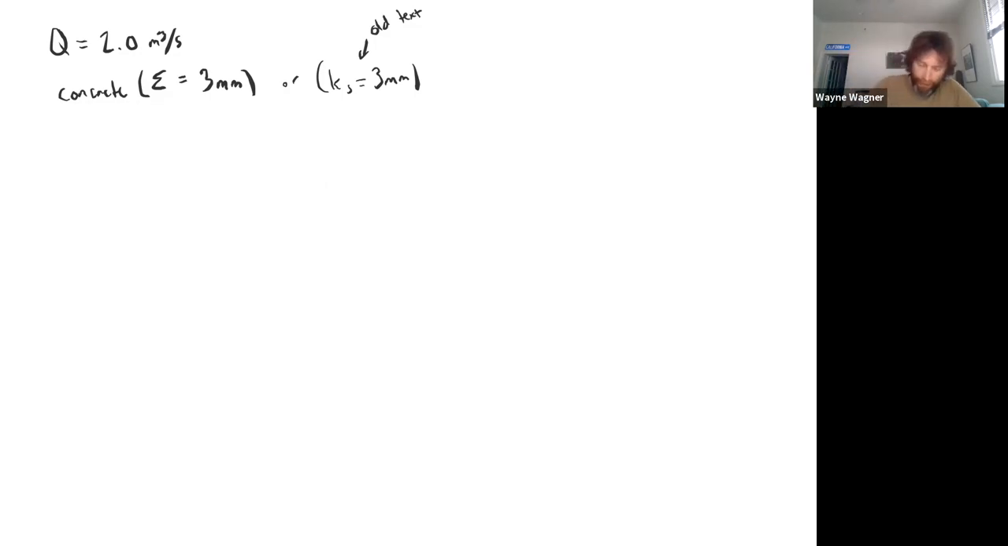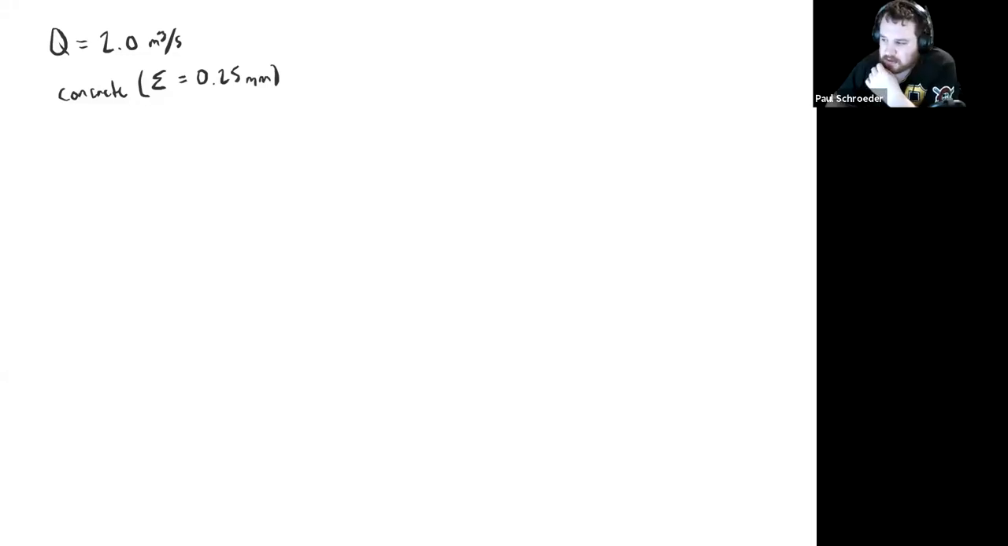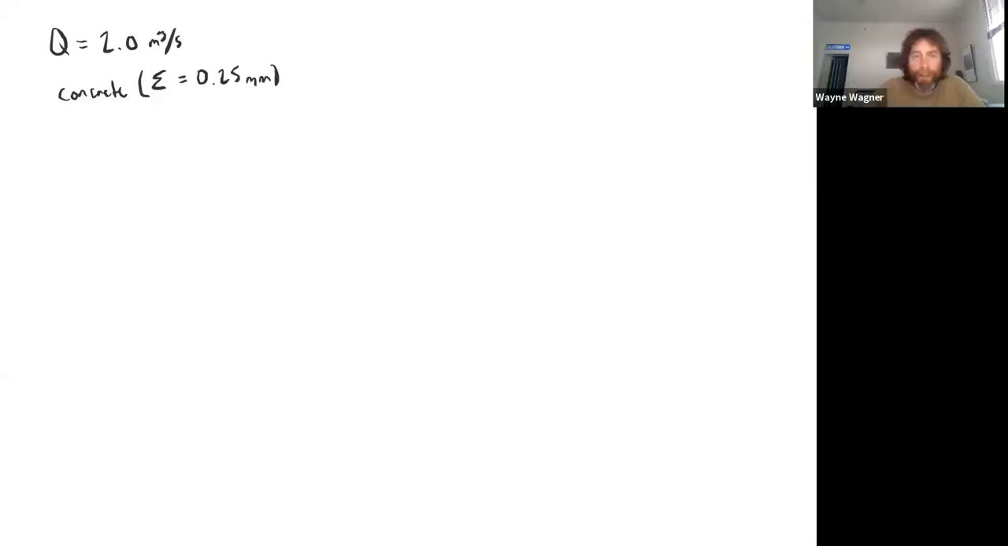Let's go ahead and work this problem with a more realistic number. I think in this case, I copied the problem from somewhere. I don't make up too many of my own problems because when I do, there's usually errors, except for the twisty straw one. 0.25 millimeters is what you had? Yeah, that's for a coarse concrete. Okay, then we'll take that.